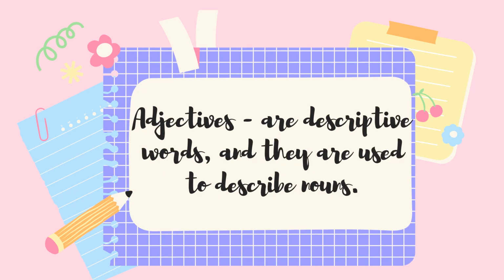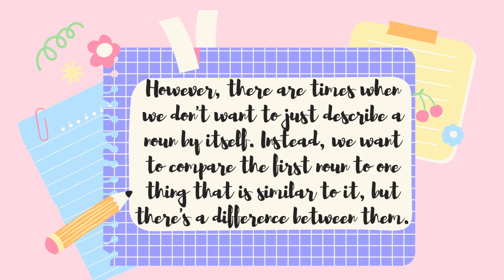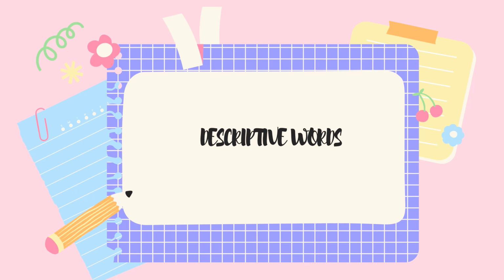So what are adjectives? Adjectives are descriptive words and they are used to describe nouns. However, there are times when we don't want to just describe a noun by itself. Instead, we want to compare the first noun to one thing that is similar to it, but there's a difference between them. Describing the things around us is exciting if we know the appropriate words to be used in each description. We describe lovely things and we express ourselves using descriptive words.